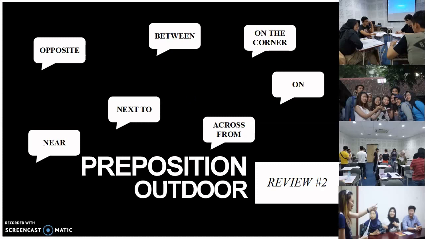On the corner. It's a little bit different from in the corner. If it is in the corner, it means that it is in a room. You talk about a room, so you say in the corner. But for this topic, it's about outdoor. So usually we talk about street. For street, it is outside, so we can use on. Don't forget, we cannot just say corner, but we have to make it complete. So we say on the corner.